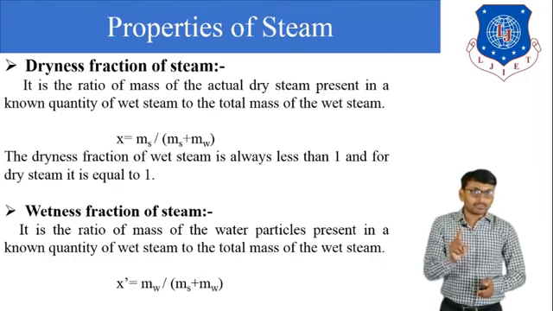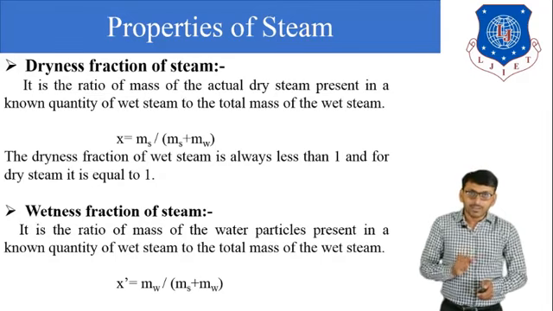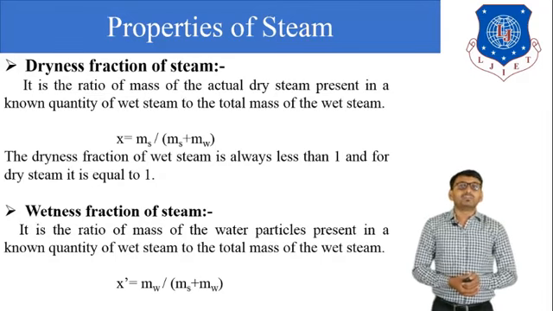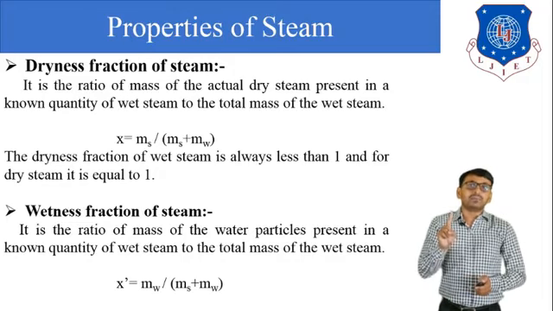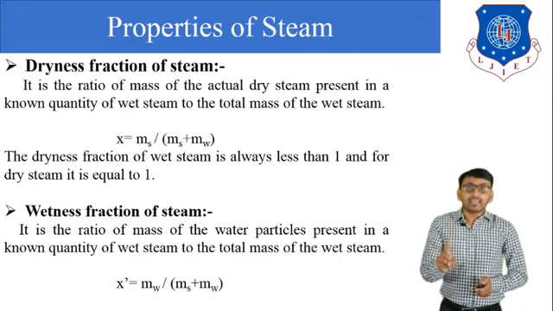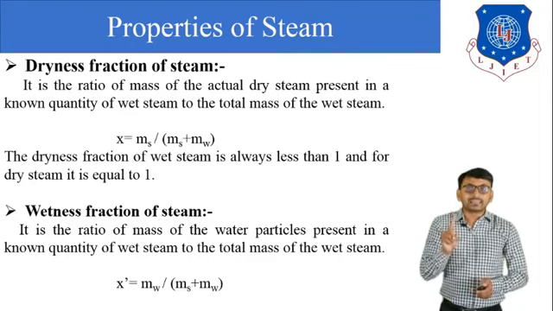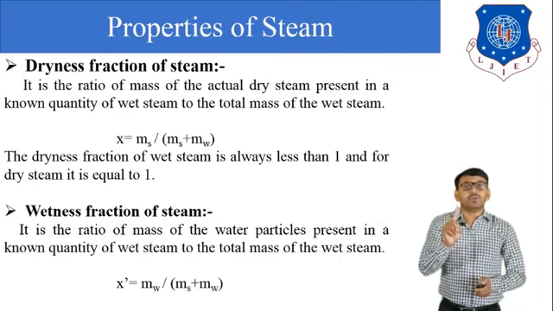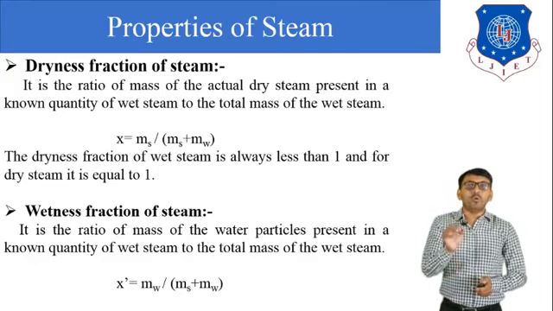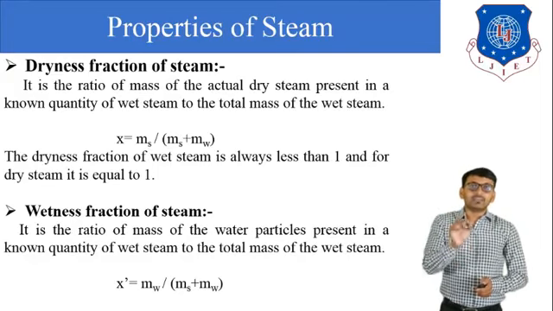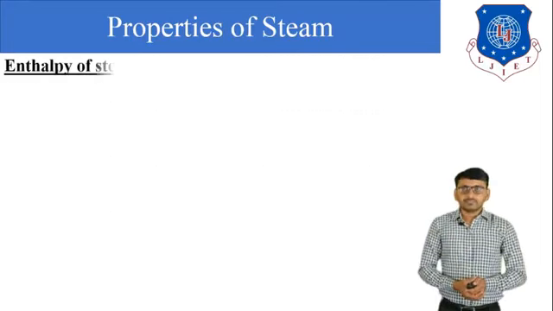What do you mean by Ms? Mass of steam in wet steam. What do you mean by Mw? Mass of water particles in wet steam. And remember one thing, the summation of X and X dash is always equal to 1. So the summation of dryness fraction and wetness fraction of steam is equal to 1.